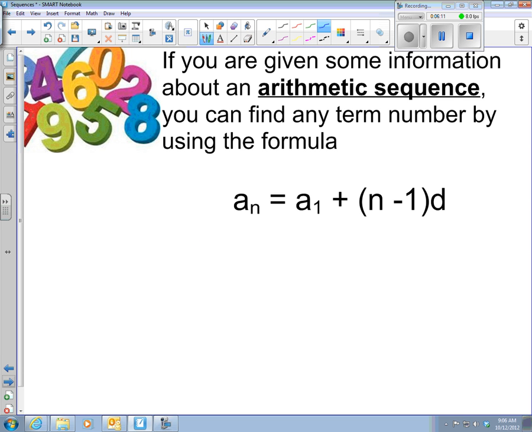Got a couple formulas for you here. Finding the nth term of a sequence. Now the first one here, the nth term of an arithmetic sequence. This is where you're adding something every time. You can find the number of term by using the formula. Well, first of all, a sub n is the term you're looking for.